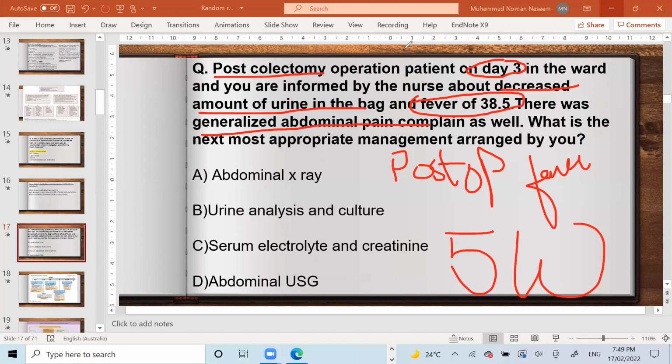Yes, the five W's: wound, wind, water, wonder drugs, and walk.